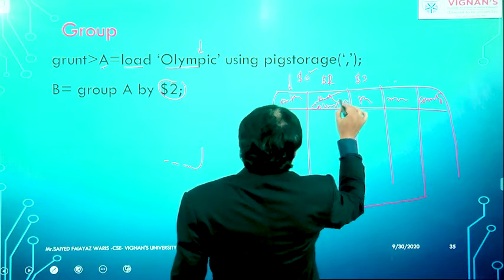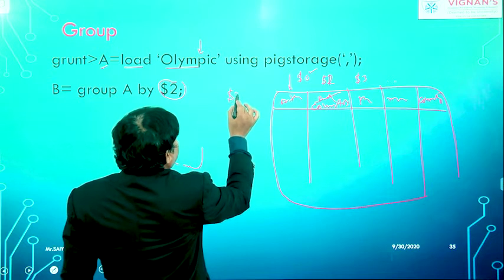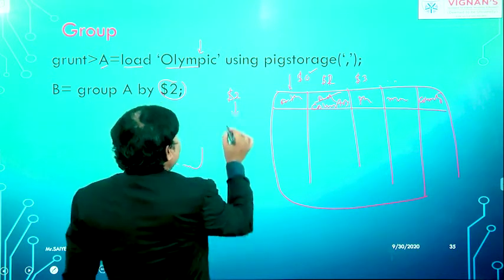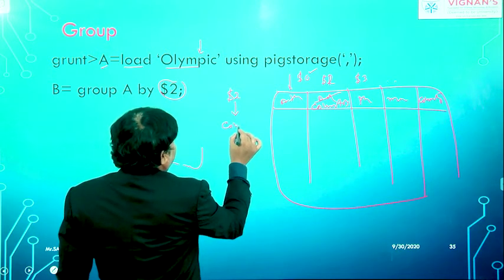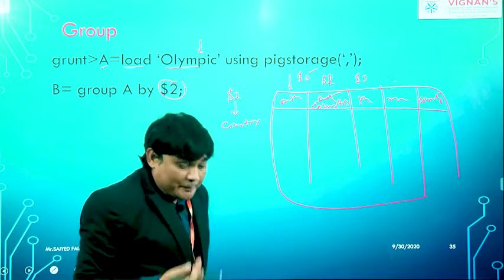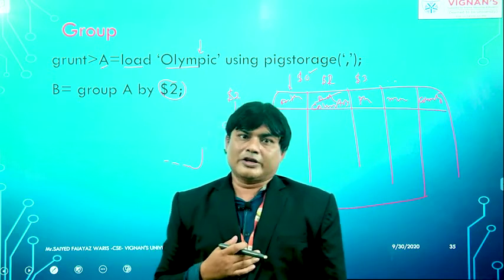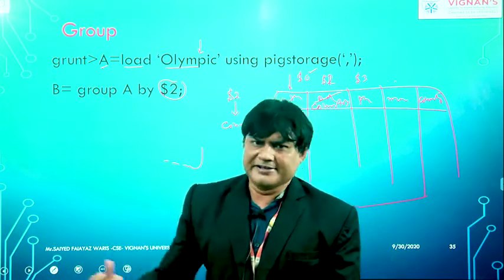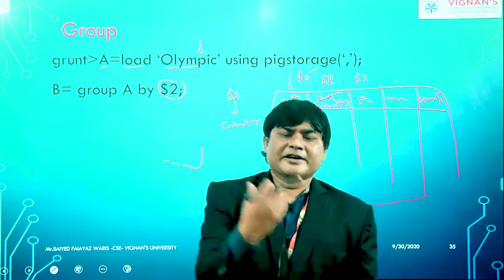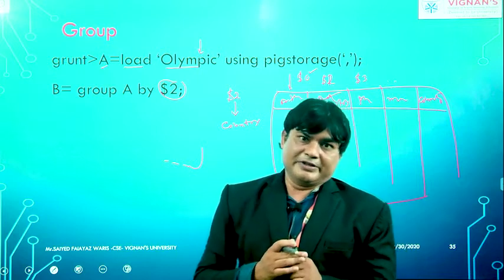What does $2 mean? It is a field, it is a column. And what is the name of the column? The country. In the Olympics, we can find many countries participating. India is participating, Australia is participating, New Zealand is participating, Pakistan is participating, Bangladesh is participating. It means people from all over the world are participating.